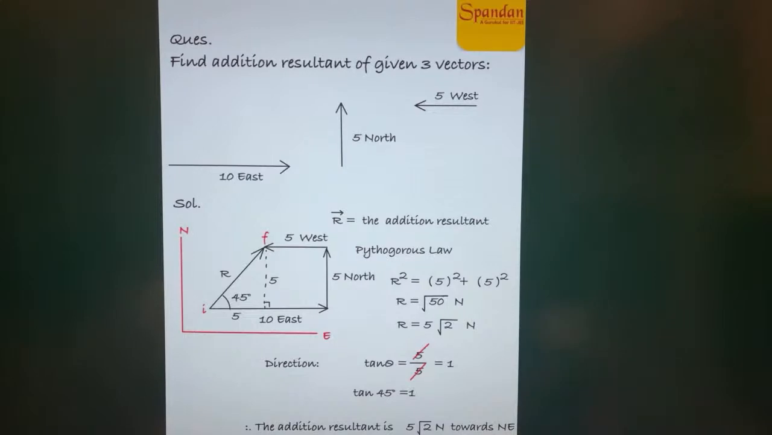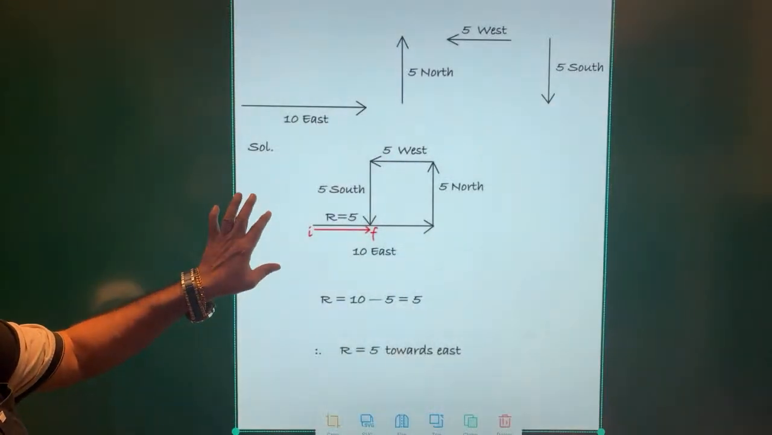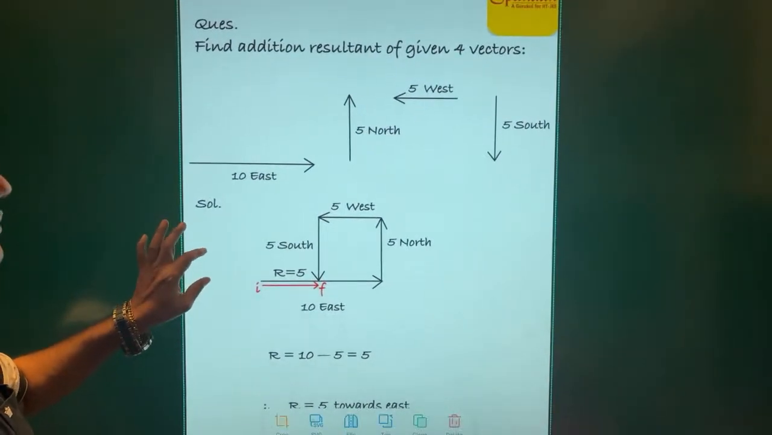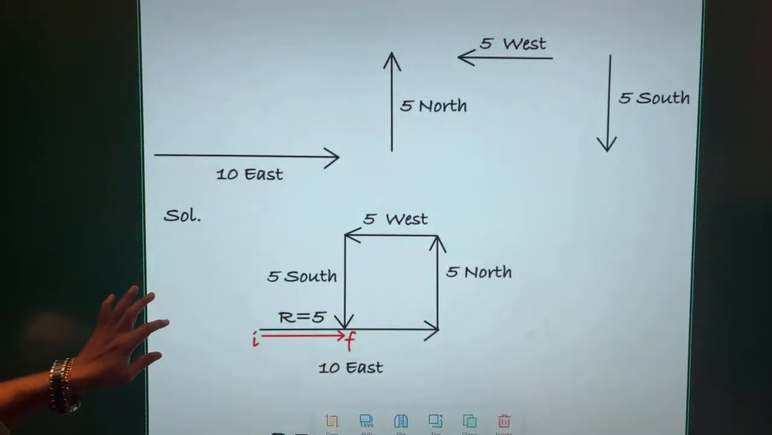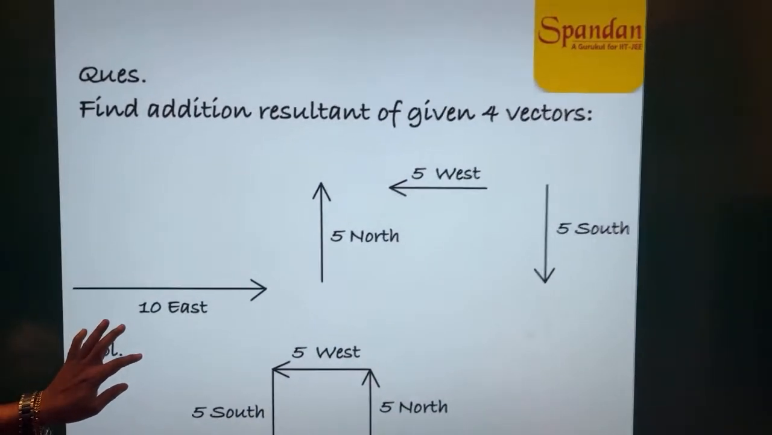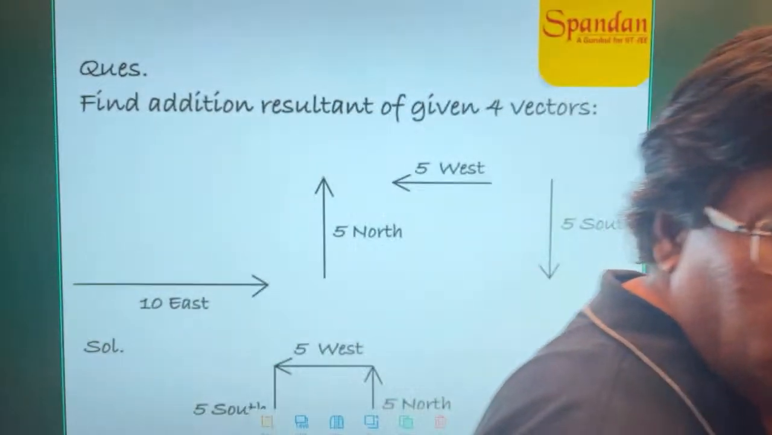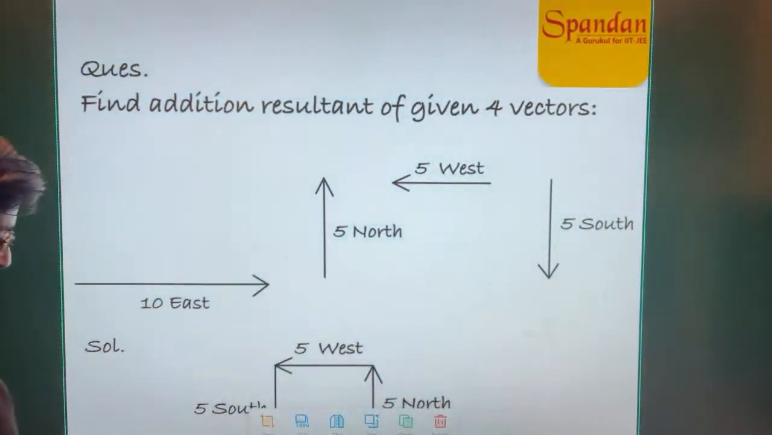So next we will calculate addition resultant of this given 4 vectors. So now we are getting 4 vectors. So find addition resultant of this given 4 vectors. 10 east, 5 north, 5 west and then 5 south. क्या होगा इसका आंसर बताना? इसका आंसर 5. Which direction? East. East, towards east, right? So सही बता रहे हो आप.